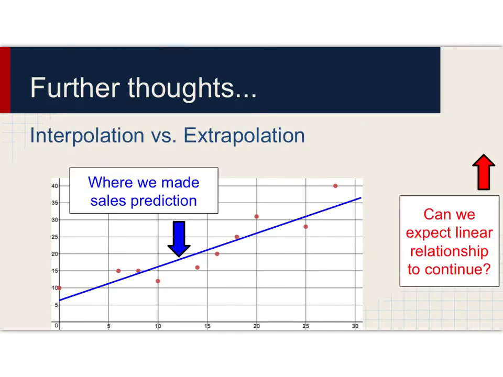The other further thought that I want to leave you with, and this is a very important idea, is the difference between what's called interpolation and extrapolation. When we are interpolating, we're making a prediction within the boundaries of what we already had data for. We made a sales prediction where the blue arrow is. And so we were safe because there were data values as low as 0 and as high as, I believe, the highest X was 28. 12 is definitely in the middle.